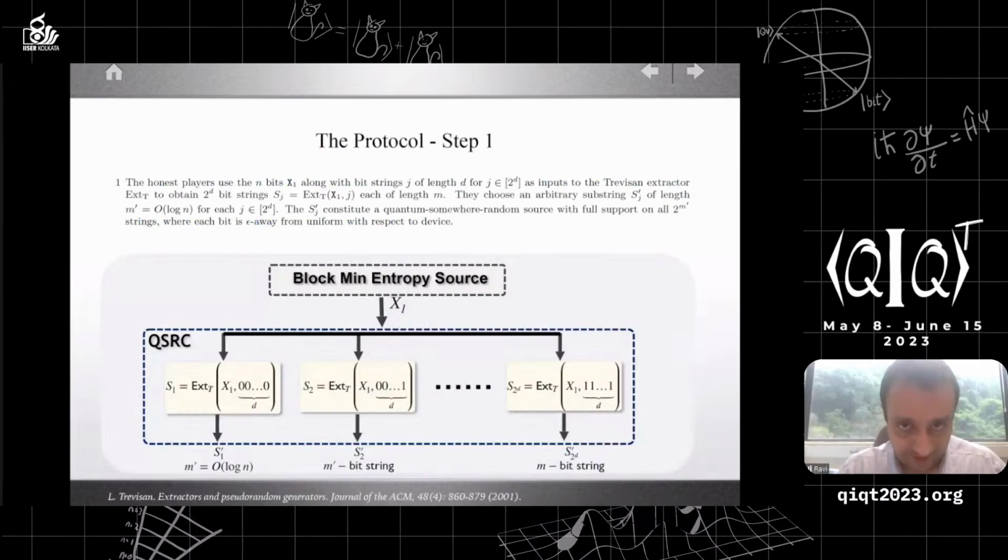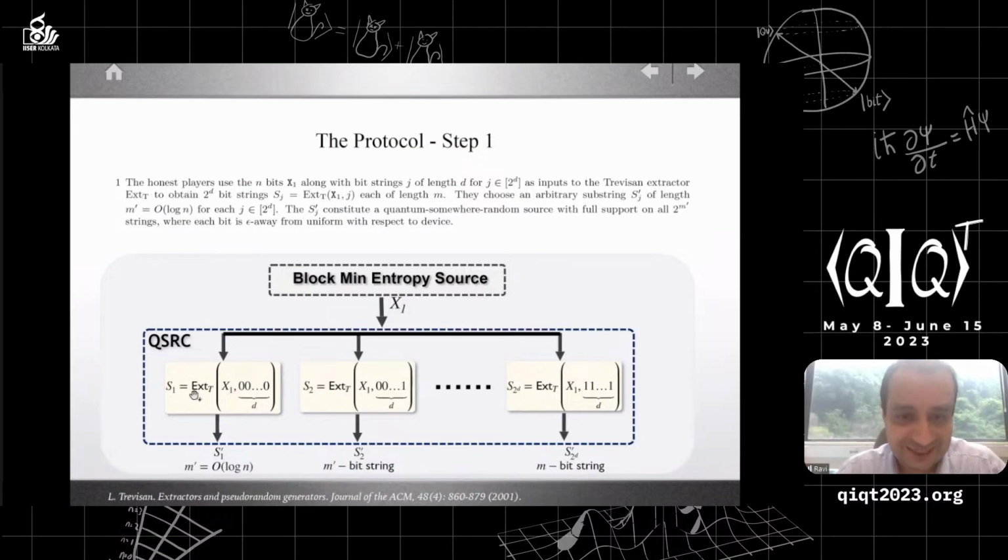Okay, so let's try to go through this protocol step by step. The idea is that we have this two-block min-entropy source, x1 and x2. x1 is n bits that has a min-entropy k1. The first step in the protocol is to apply the Trevisan extractor, which was produced by Luca Trevisan in this paper in 2001. It's proven to be quantum secure. It's called this extractor sub T.